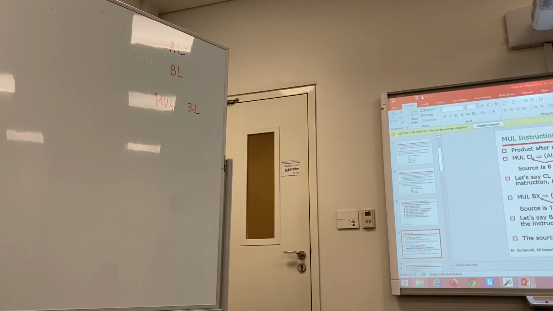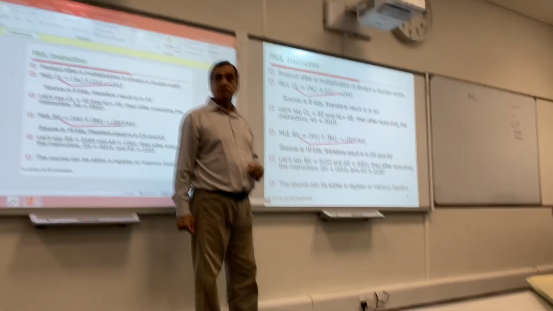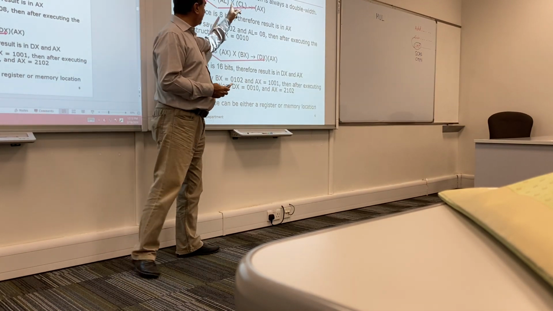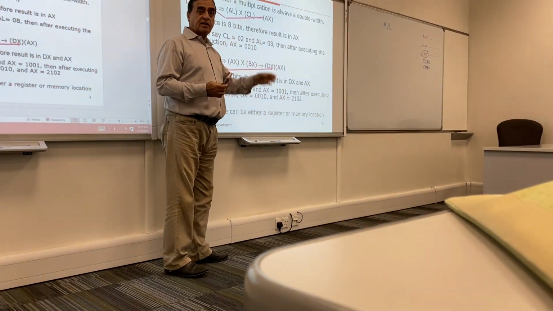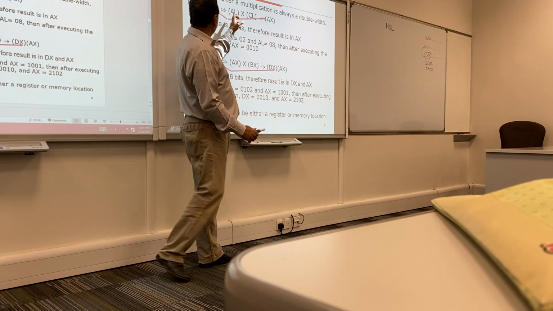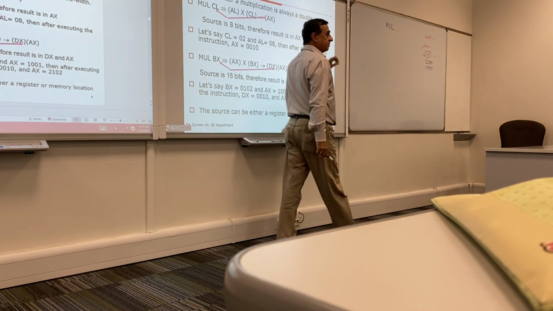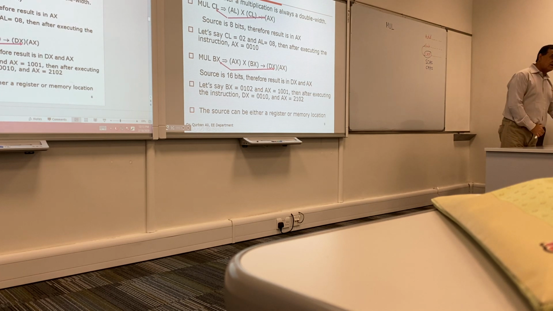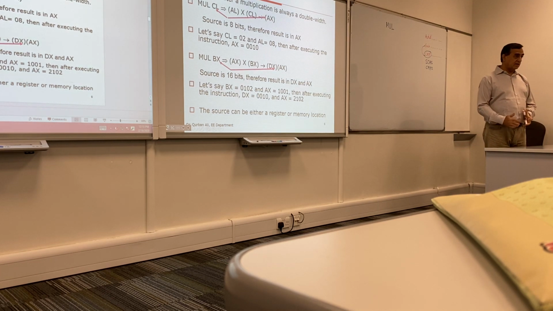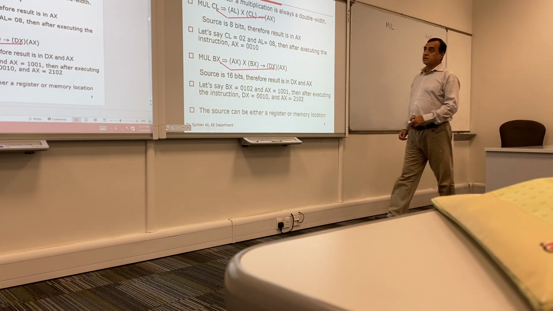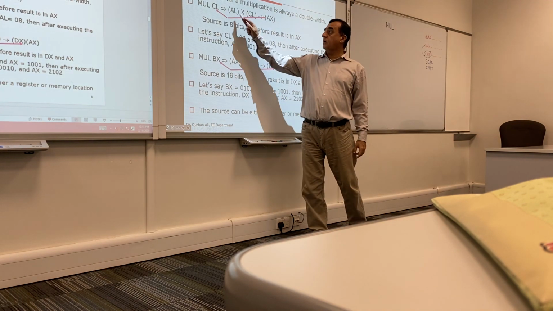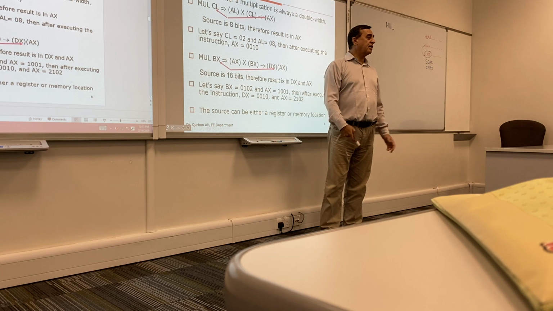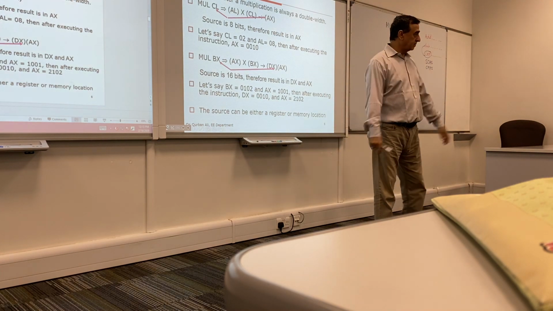So that's what you see here, mul CL. This means the other one is in AL, right? So that's why you see AL by CL, and the answer will be double. So that's why instead of AL now you get AX. This is the rule for multiplication. One of the operands is always in the accumulator, and the answer is double size.